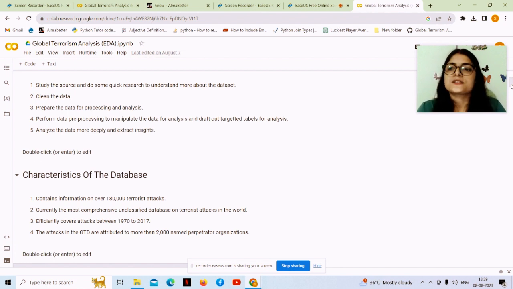Then we have the characteristics of the database. The database contains information on over 180,000 terrorist attacks, which is currently the most comprehensive unclassified database on terrorist attacks in the world. It covers attacks between 1970 and 2017, and the attacks in the Global Terrorism Database are attributed to more than 2000 named perpetrator organizations.